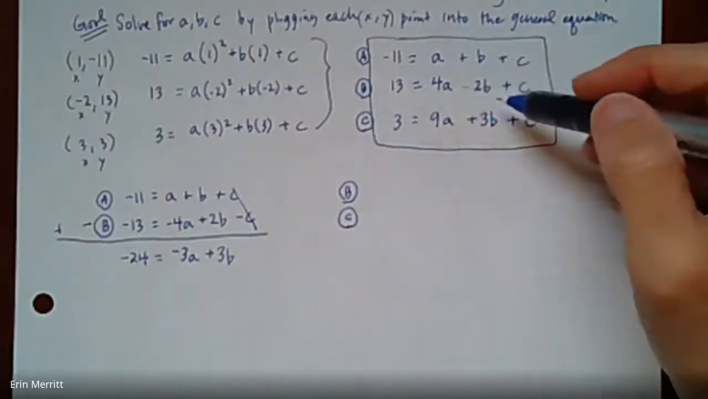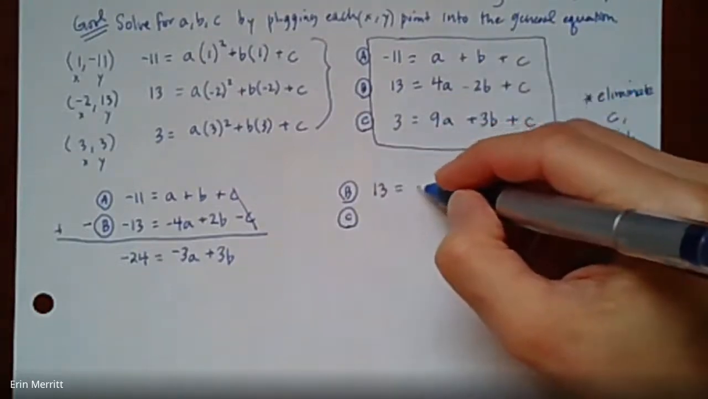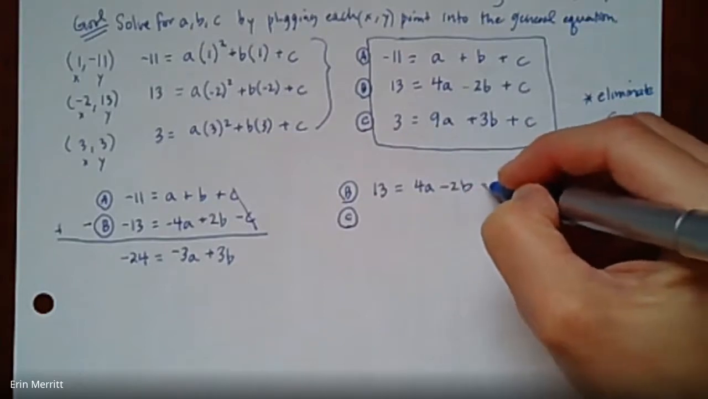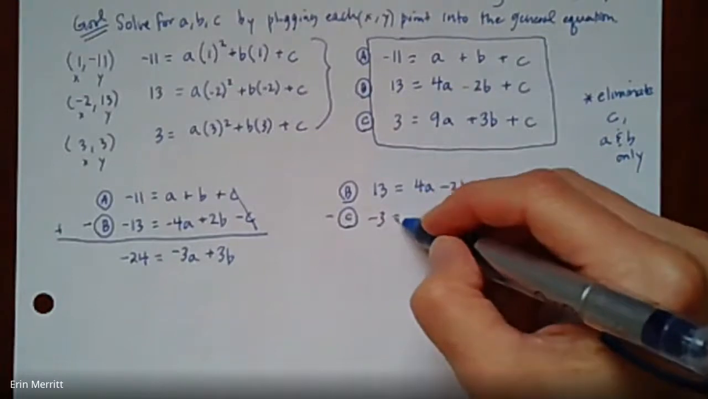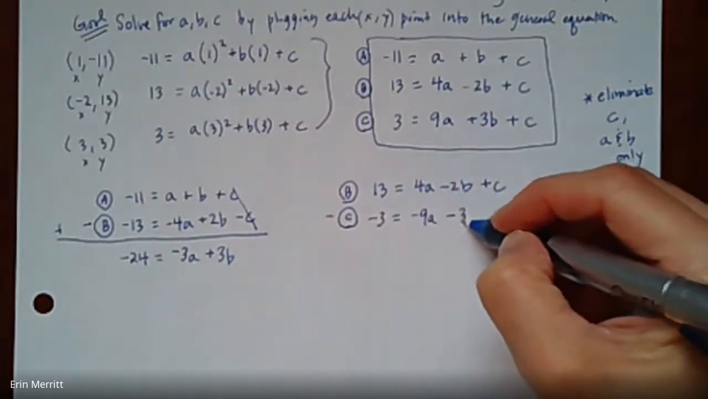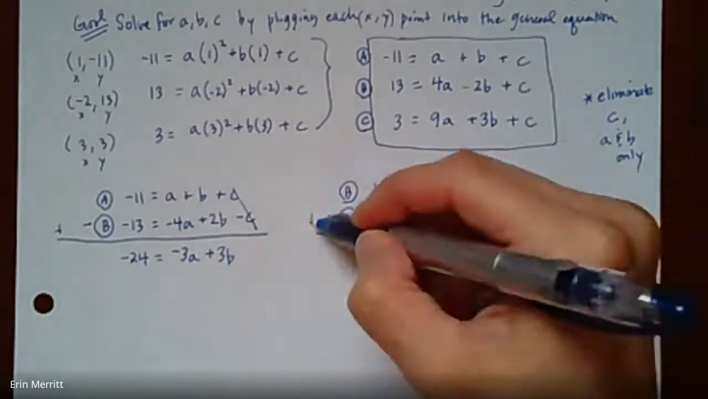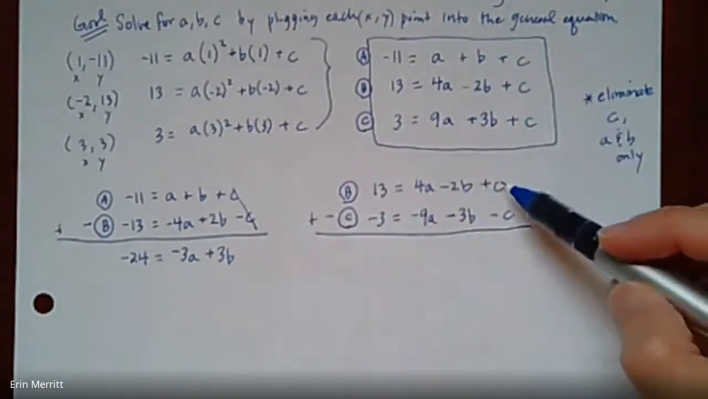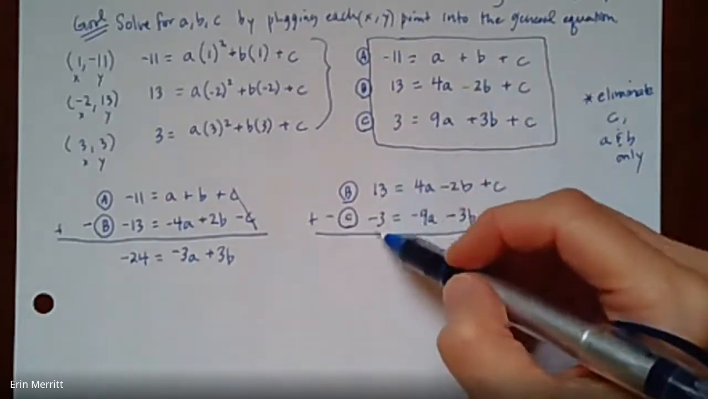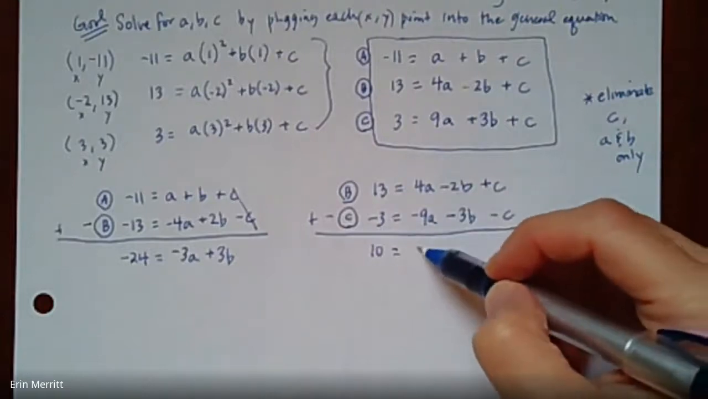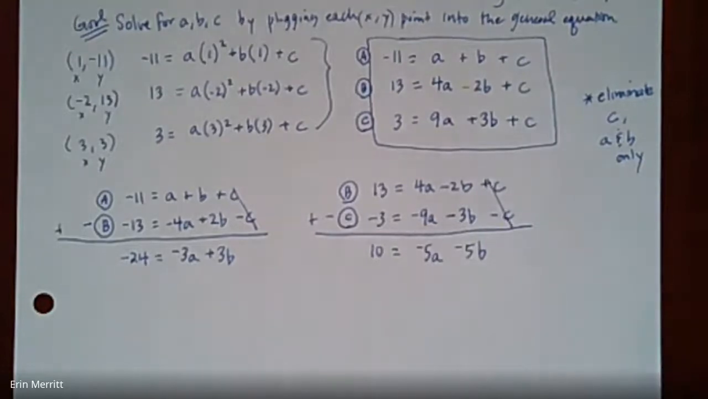So I'm going to play the same rule where I'm going to keep the first one as is. So 13 equals 4A minus 2B plus C. And I'm not going to negate the second one. So negative 3, negative 9A, negative 3B, and negative C. All right. Remember, the reason we did that is because we need to eliminate the C variable. So when you add this together, 13 minus 3 is now 10. This would give me negative 5A. That's negative 5B, and there goes the C's.